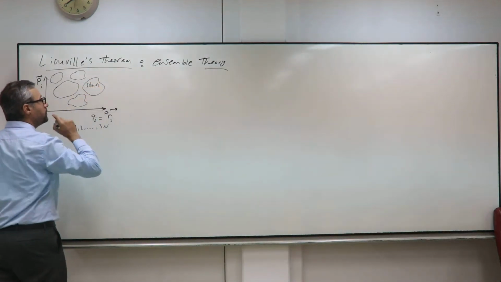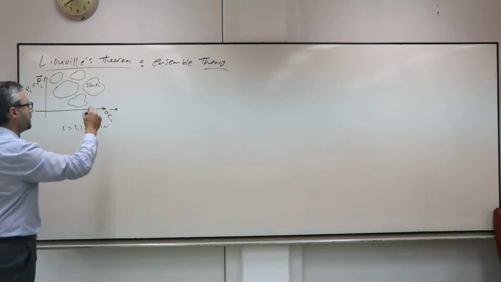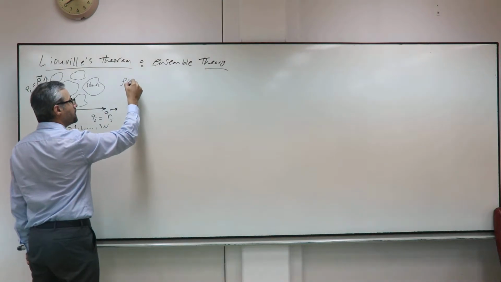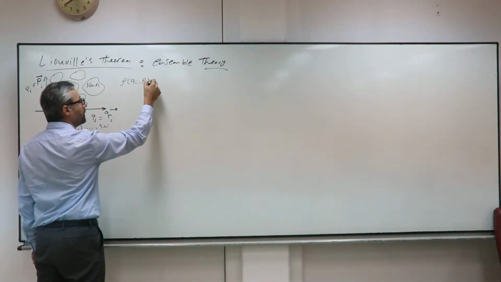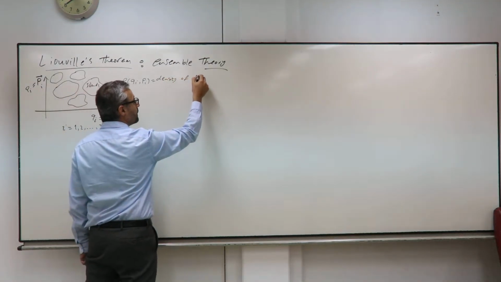So each one has a density. For each point of the phase space, you can define rho as a function of q_i and p_i, a density of the different representations.